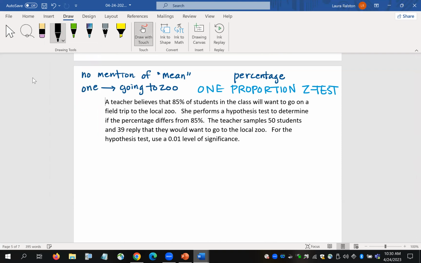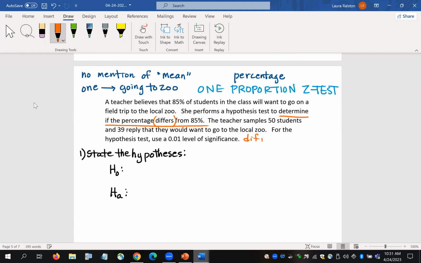So we begin the process. Step one is to state the hypotheses. Now, again, this particular one I noticed is not maybe as obvious because it doesn't say conduct a hypothesis test to blah, blah, blah. But it does say she performs a hypothesis test to determine, there's my key word, if the percentage differs from 85%. So I see the word differs.